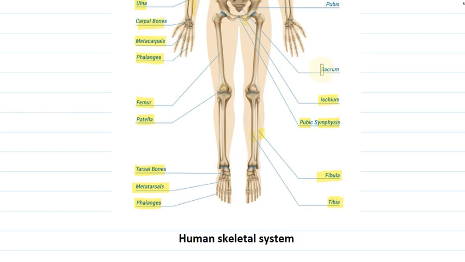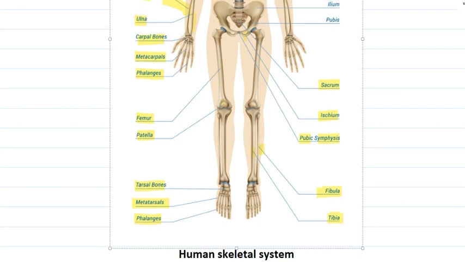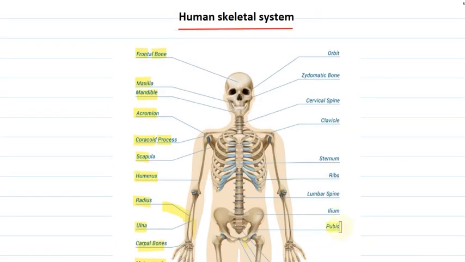Then there is the sacrum. The sacrum is a shield shaped bony structure located at the base of the lumbar vertebrae. Then let's talk about the pubis. The pubis is a forward facing bone of the pelvis.